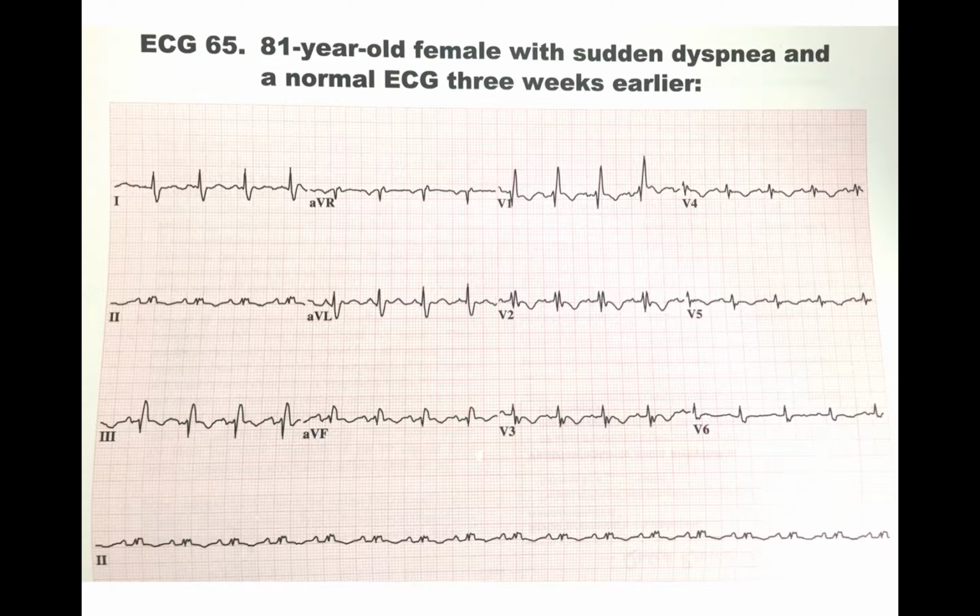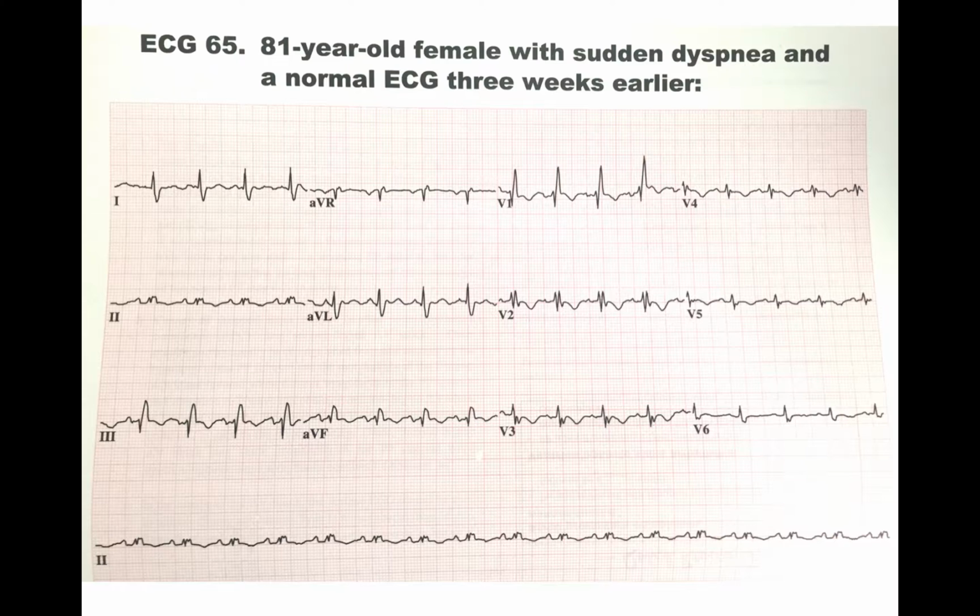Other associated findings that you may see, such as in V2, are a right bundle branch block, as well as in V6, you can see some slurring of the S wave. You can see some slurring in the S wave as well in 1. So putting it all together, what would you be looking for if you expected a pulmonary emboli?